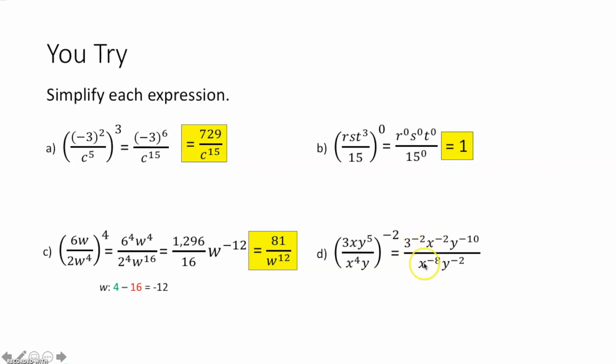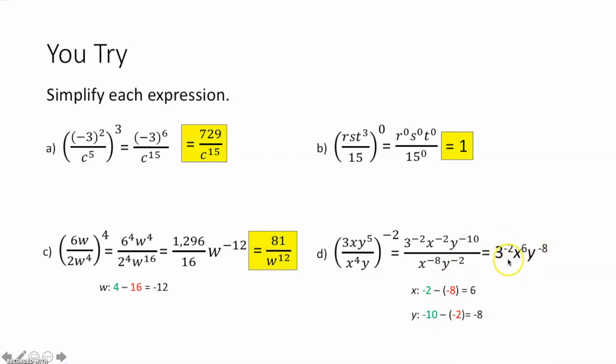Now, before we move any of the x's or y's, we can actually simplify these, right? So since these are like bases, we just subtract the exponents because we're dividing. What's -2 minus -8? That's the same thing as -2 plus +8. So that would be 6. So this becomes x to the +6th power. And then y to the -10th divided by y to the -2nd. Since you're dividing like bases, you subtract the exponents. You end up getting y to the -8. So we get 3 to the -2nd, x to the 6, y to the -8.